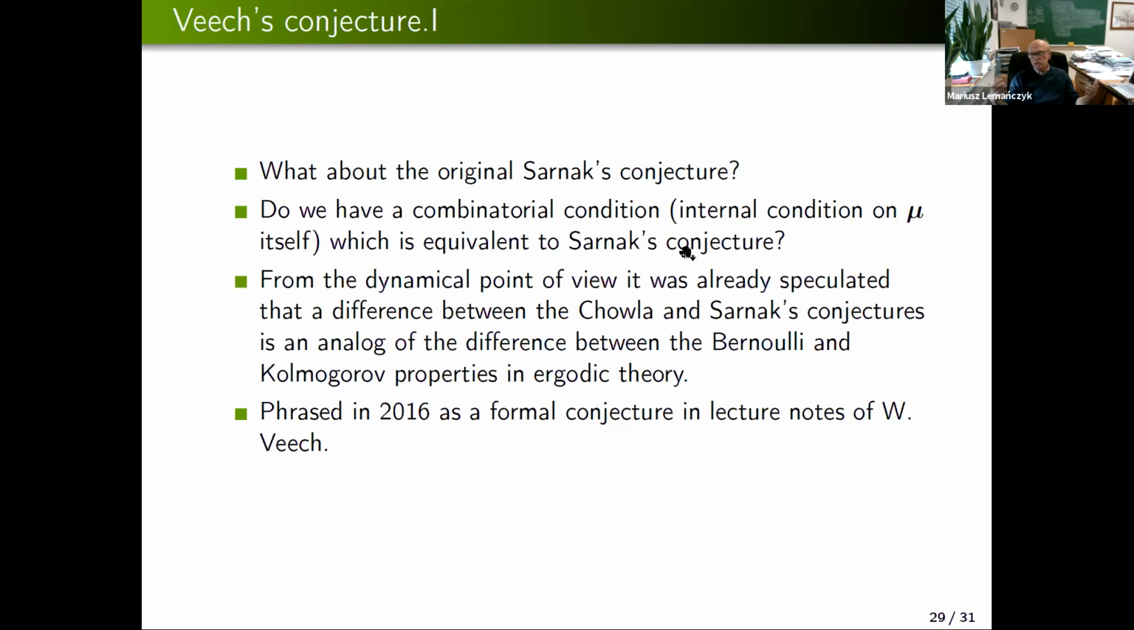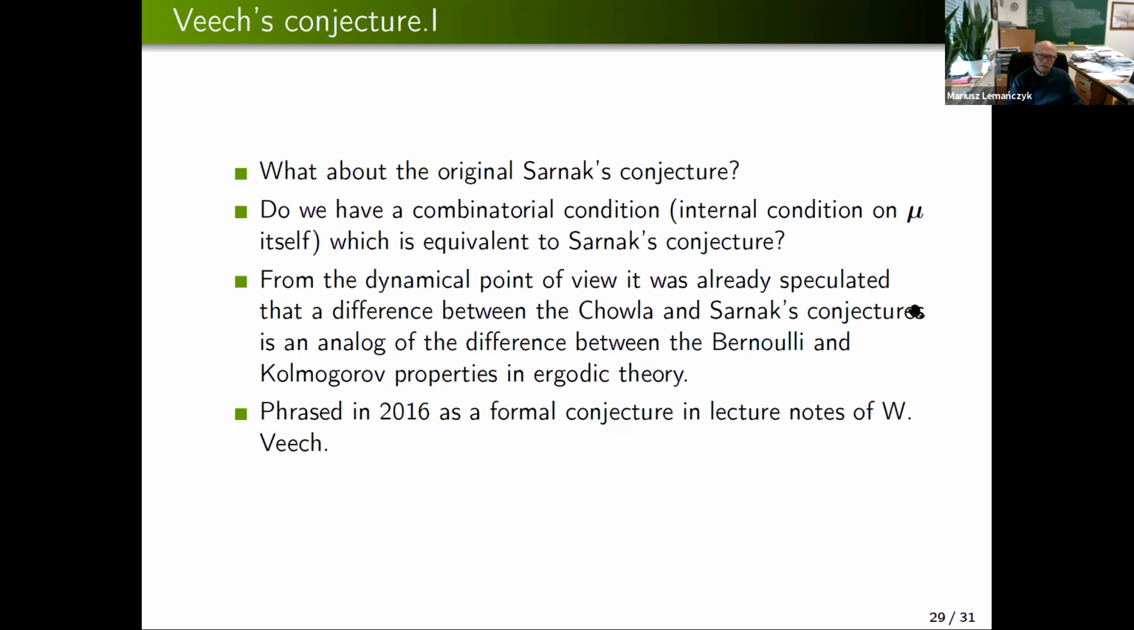So it would be extremely interesting to know how to replace the original Sarnak's conjecture, which means we are orthogonal to all deterministic, continuous observables. Can we replace this by an internal property of the function mu? What kind of conditions should be obtained? And then maybe in number theory they will be able to prove it.